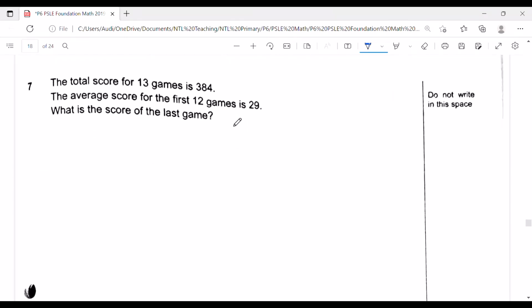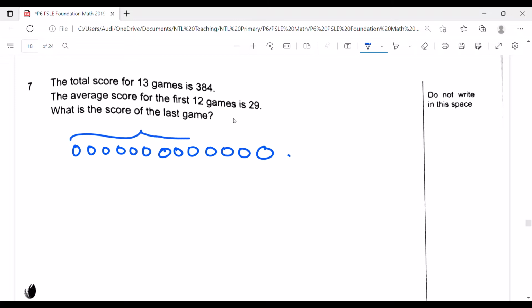Question 7. The total score for 13 games is 384. So the easy way for you to see is to draw 13. 1, 2, 3, 4, 5, 6, 7, 8, 9, 10, 11, 12, 13. So the total score is 384. Next line, the average score for the first 12 games is 29.